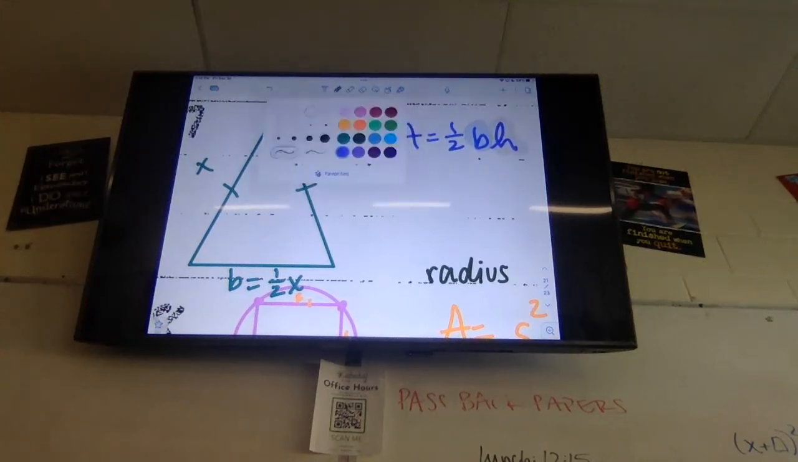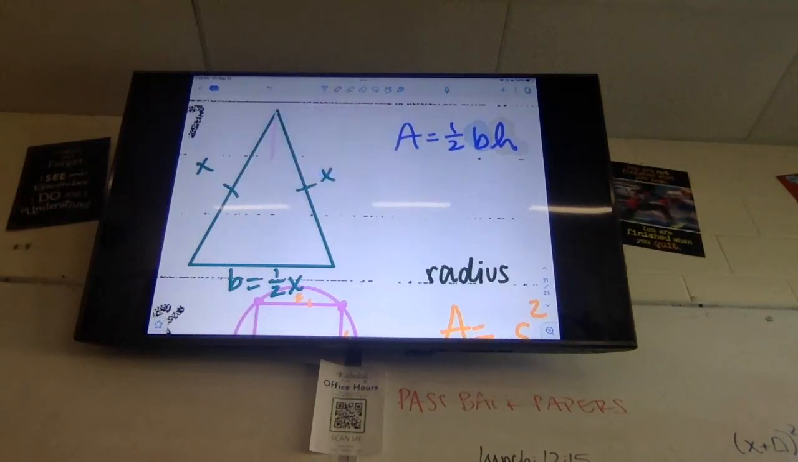Height comes from the fact that we have to drop an altitude. I have to drop an altitude, a line from the top point to a line that's perpendicular on my triangle. And now I get a smaller little right triangle out of it. Let's label these sides. We know this long side is X. How much is this little part on the bottom going to be?